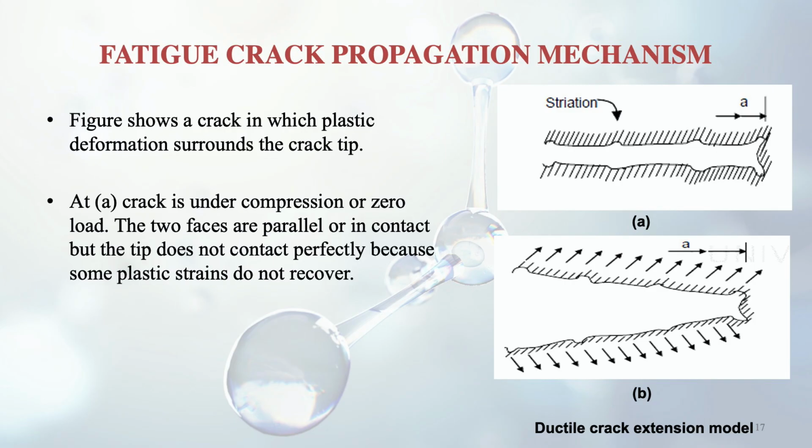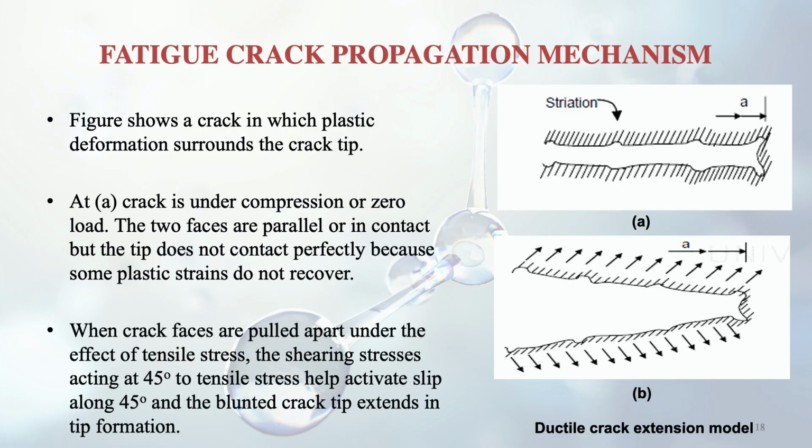Because of the plastic strains which have not completely recovered. So that's why it has not completely closed. They are separate at the tip, if you can see in the left hand side. When crack faces are pulled apart, like in the figure B, under the effect of tensile stress. So tensile stress is acting there, and it is acting at an angle of 45 degrees. See the arrows in the figure B. So the tensile stress acts at 45 degrees, and it helps activate slip along 45 degrees. So now there is slipping inside the material at an angle of 45 degrees.